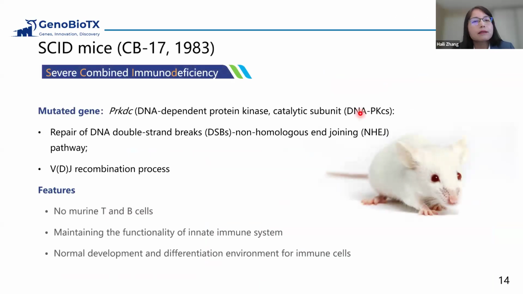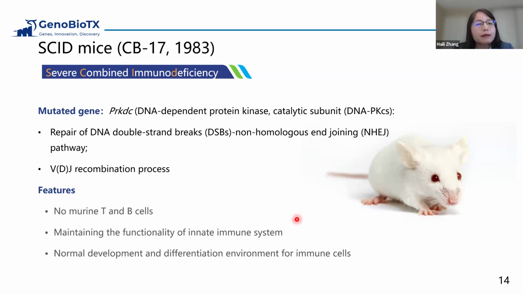So SCID mice was discovered in 1983. It carries a mutation in the PRKDC gene. PRKDC is the DNA-dependent protein kinase catalytic subunit. This gene plays a critical role in DNA double-strand break repair. This gene is also involved in the VDJ recombination process.